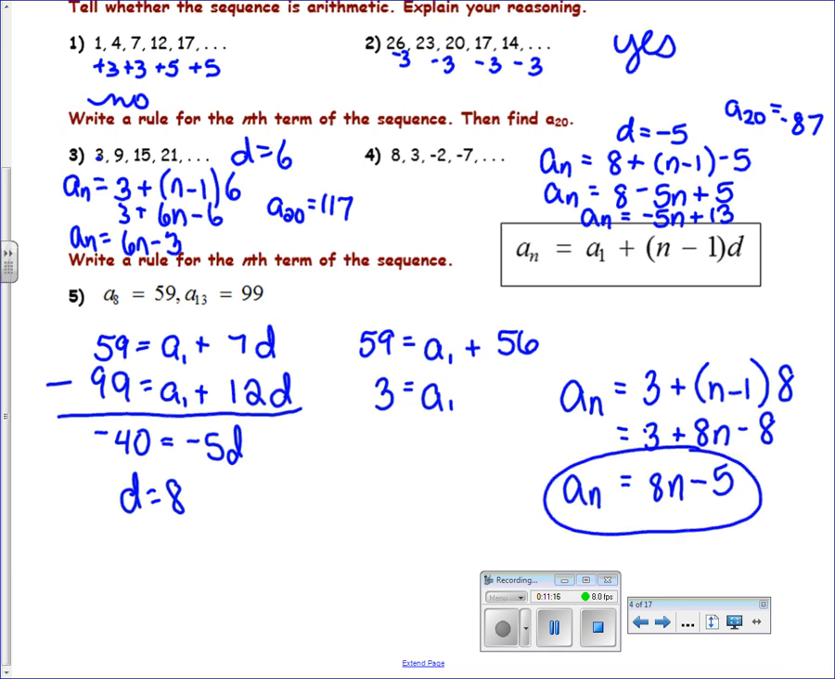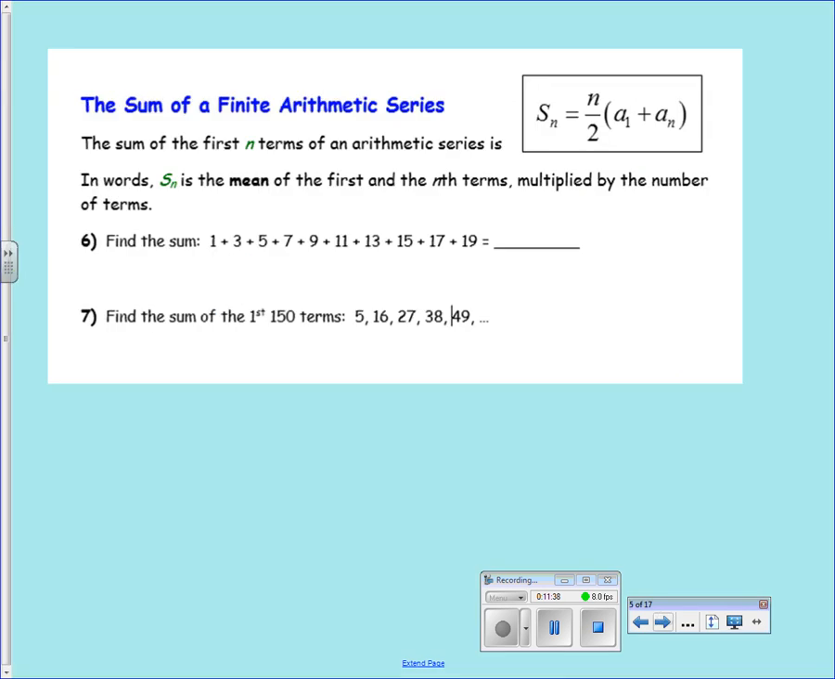So now I know I can find any term of that particular sequence by doing that particular approach. Okay. So a lot of times with sequences, we want to be able to figure out the sequence. Also, though, sometimes we want to add terms all together in a sequence. So we want to do something called a sum. And that's what we're going to be looking at next. So when we're looking at a sum, we have this particular formula here. S of n is going to be the mean of the first and the nth terms multiplied by the number of terms.